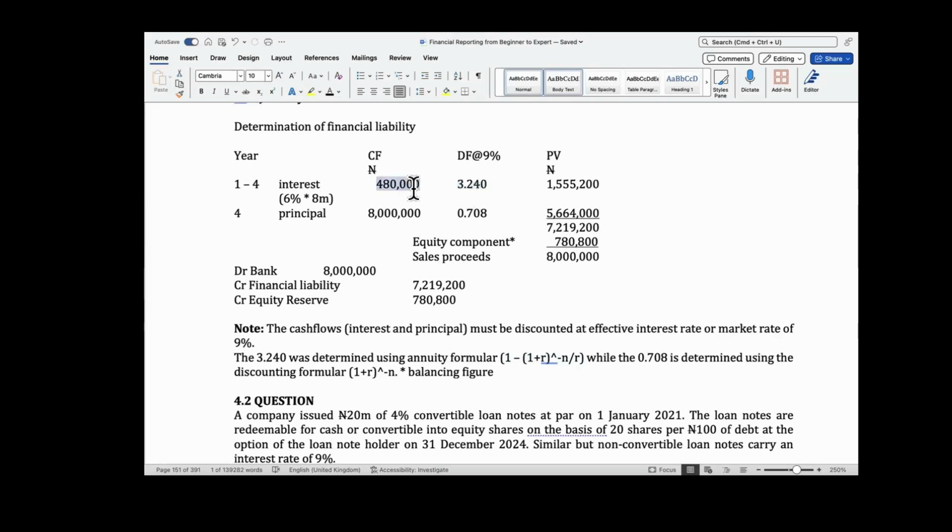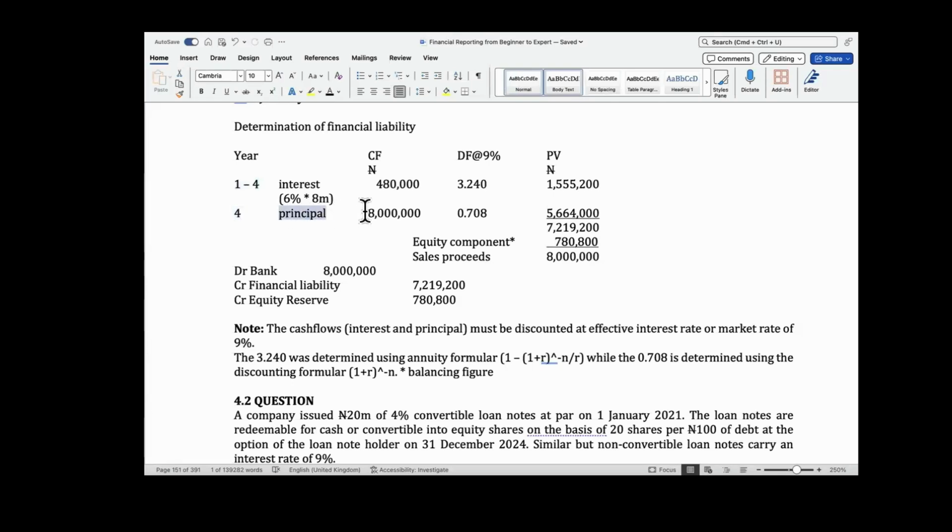When you multiply that by the interest per annum, it gives you 1,555,200. That's the present value of the interest. Again, you get the present value of the principal, which is in year 4.